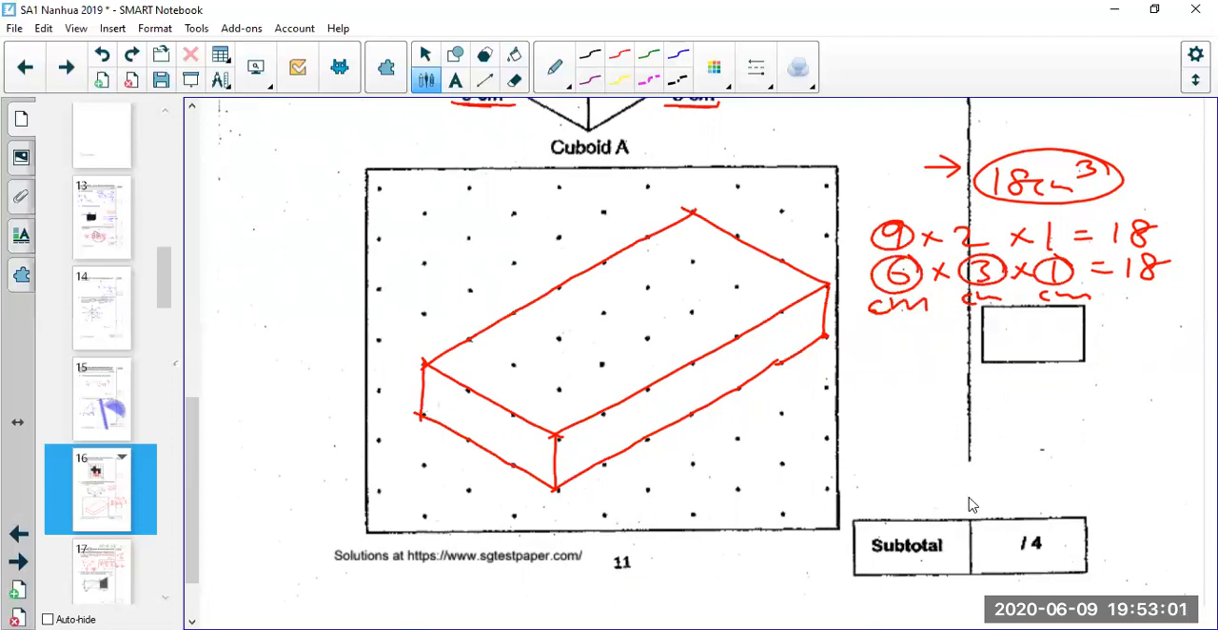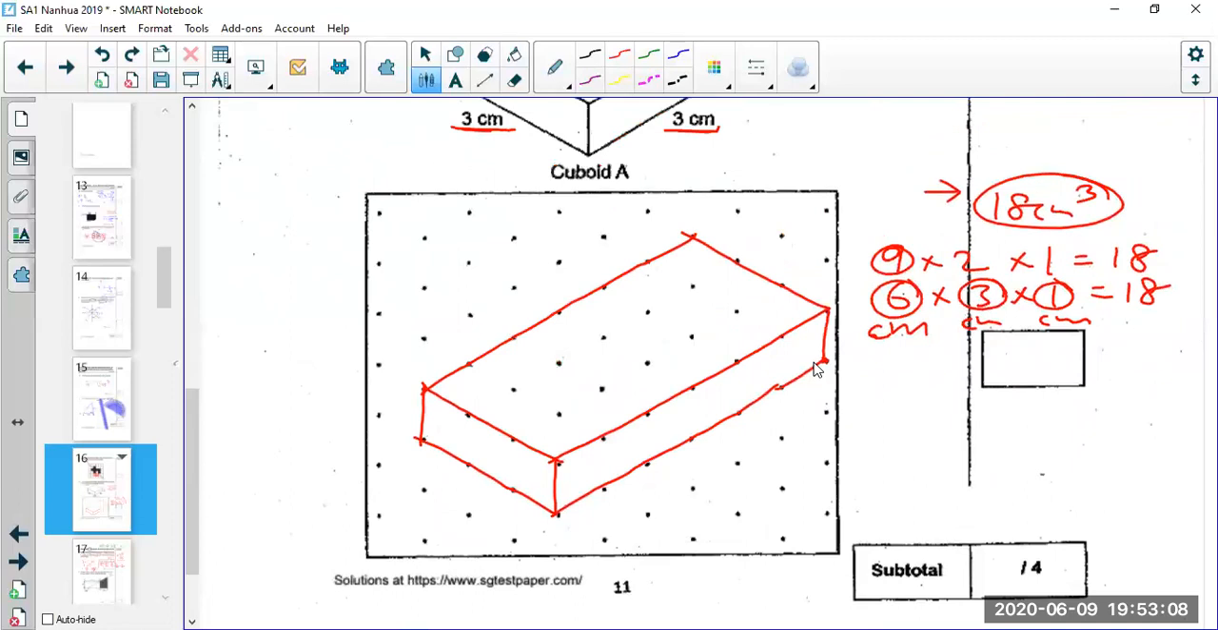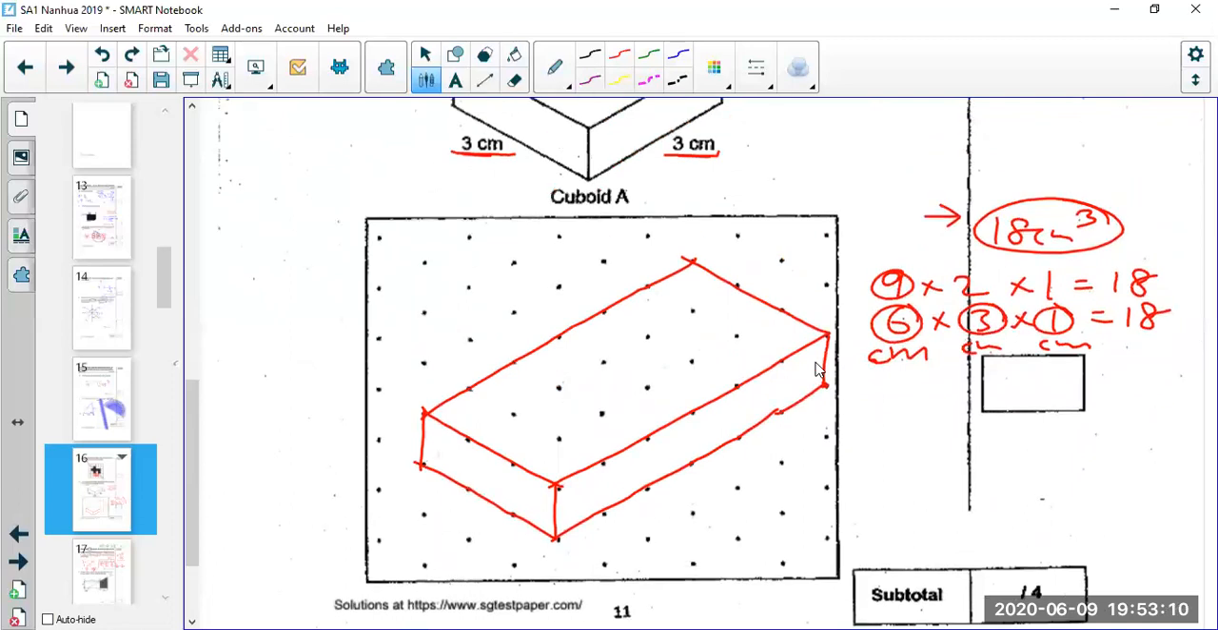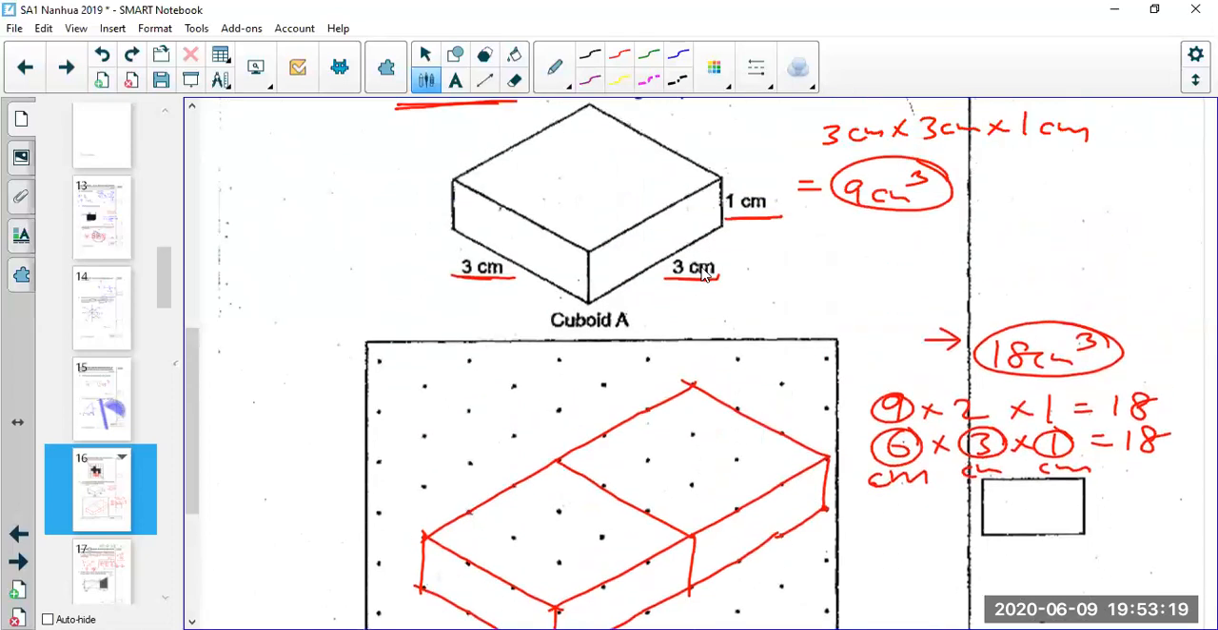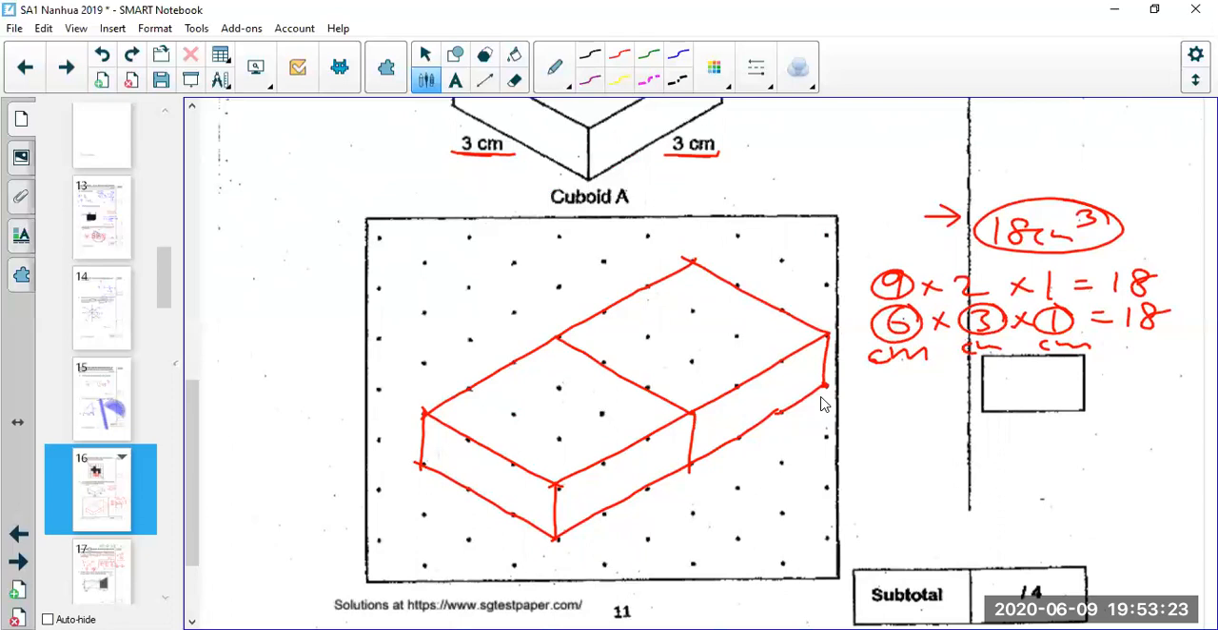of cuboid A. Understand? Okay, now, let's go on to the next one. And by the way, if you look, cuboid A is half of this cuboid. So two of these small cuboids make up this bigger cuboid. That's why you have twice the volume, 2 times. Okay, let's go on to the next one.